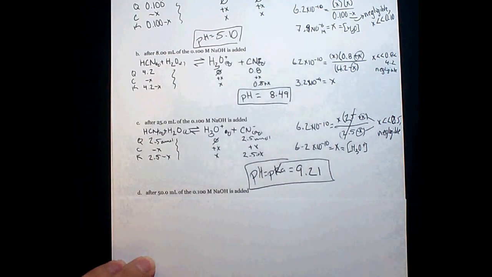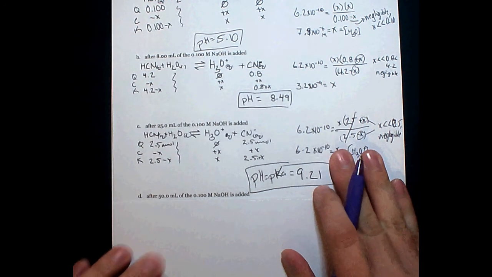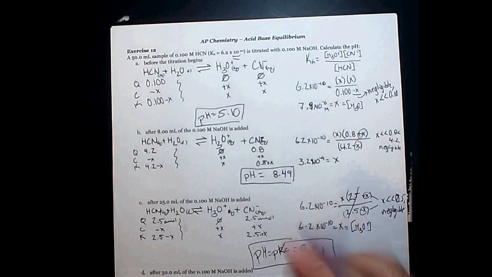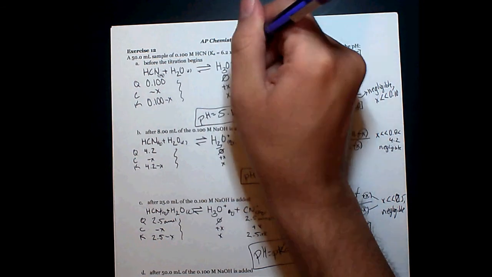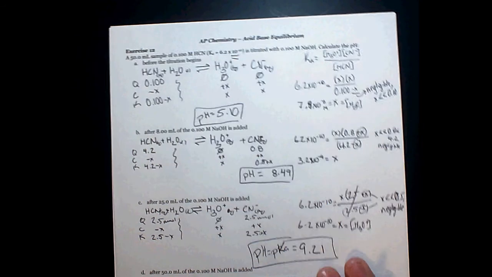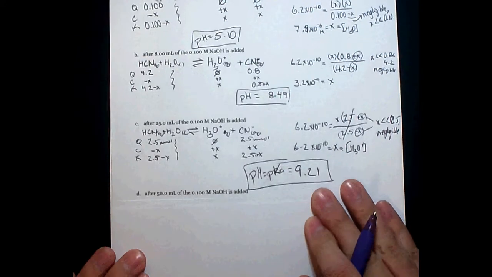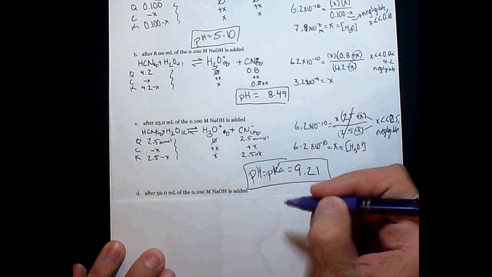All right, so we're back and we're solving the last part of exercise 12 here. We still have the same information above. We have 50 milliliters of that 0.1 molar HCN with a Ka of 2.6 times 10 to the negative 10th, and we're titrating that with a 0.1 molar NaOH. Our job is to calculate the pH of this reaction. This is after we've added some sodium hydroxide.